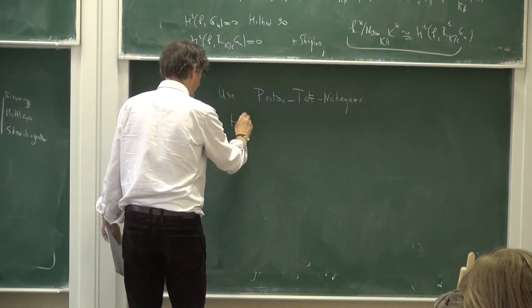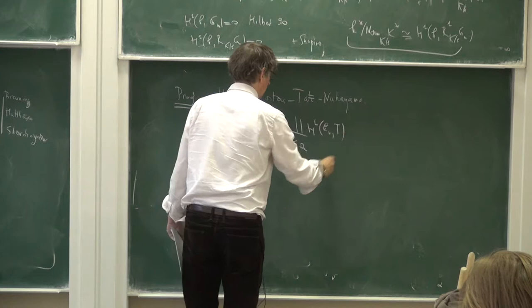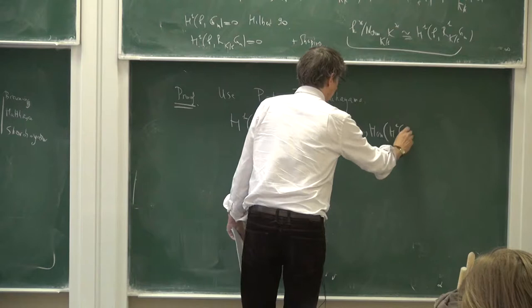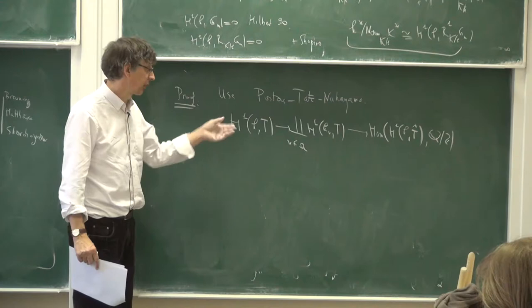You have H^1(K,T) goes to the direct sum for all v in Omega of H^1(K_v,T), which goes to the dual Hom(H^1(K,T hat), Q/Z). So the exact sequence tells you what happens for these things. Okay.